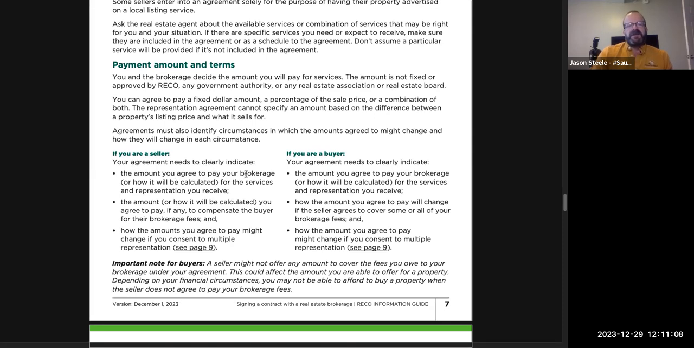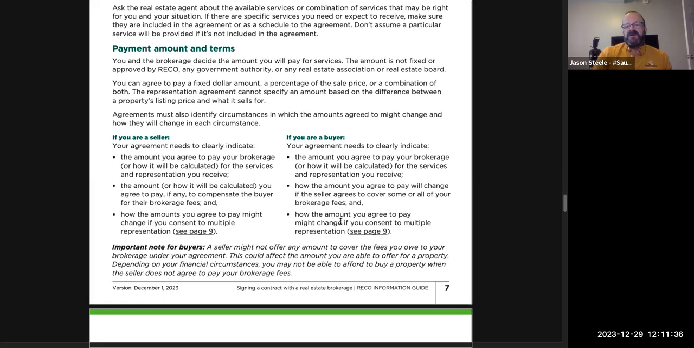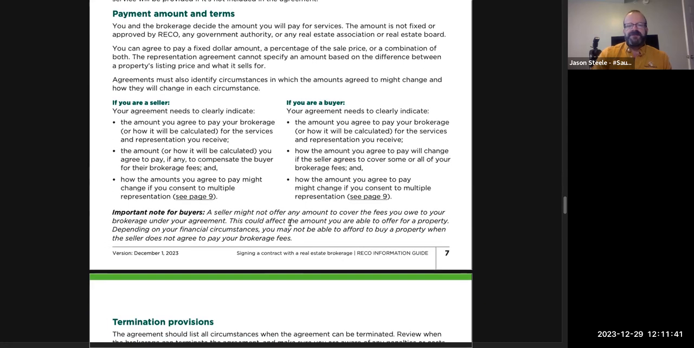If you're a seller, your agreement needs to clearly indicate the amount you agree to pay and to compensate the buyer brokerage, and the amounts you agree to pay might change if you consent to multiple rep, like I just discussed. If you're a buyer, your agreement also needs to clearly indicate the amount you agree to pay to your brokerage, how the amount you agree to pay will change if the seller agrees to cover some or all of your fees, and how the amount you agree to pay might change if you consent to multiple representation.